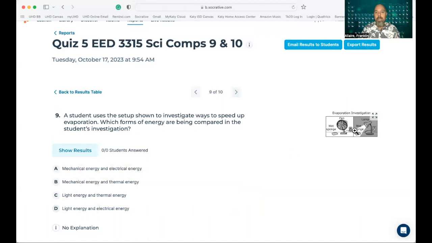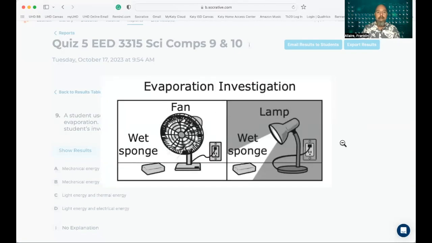So again, thinking about energy transformations, going back to one of our previous questions here, we have a student that's doing an evaporation investigation. We have a lot of rhyming going on in this video breakdown. And so they are investigating how long it takes for the water in a wet sponge to evaporate. Now, we're assuming, and of course we don't want to assume, but we are going to do that in this case, that the sponges are the same size, they're the same shape.